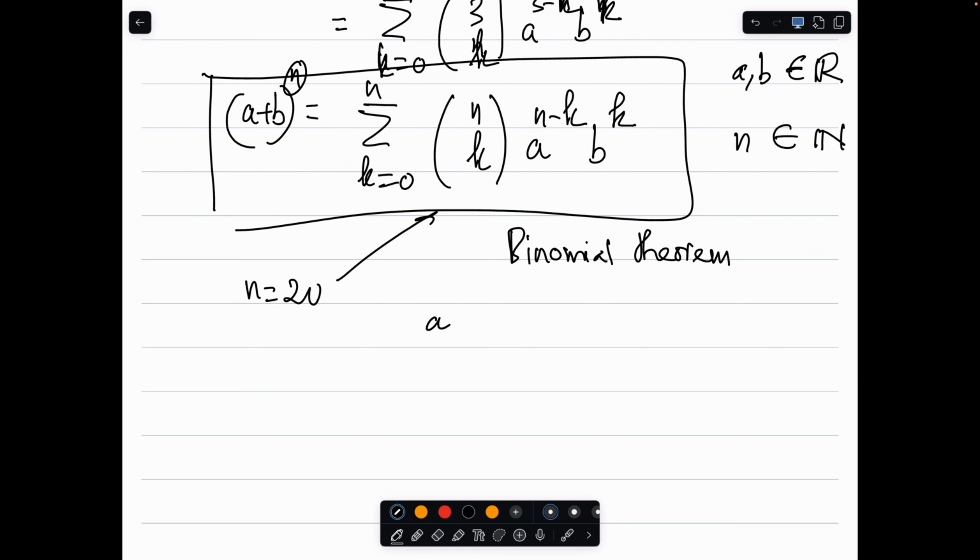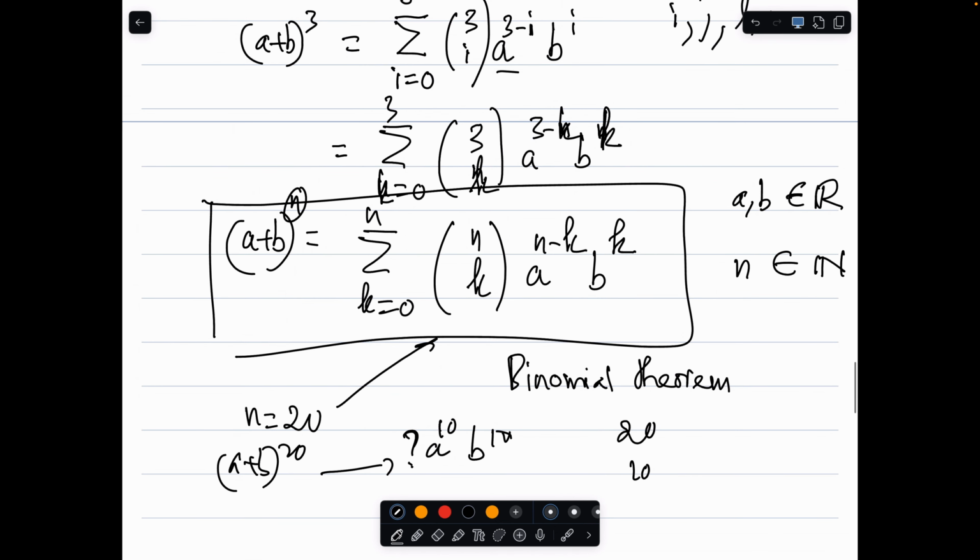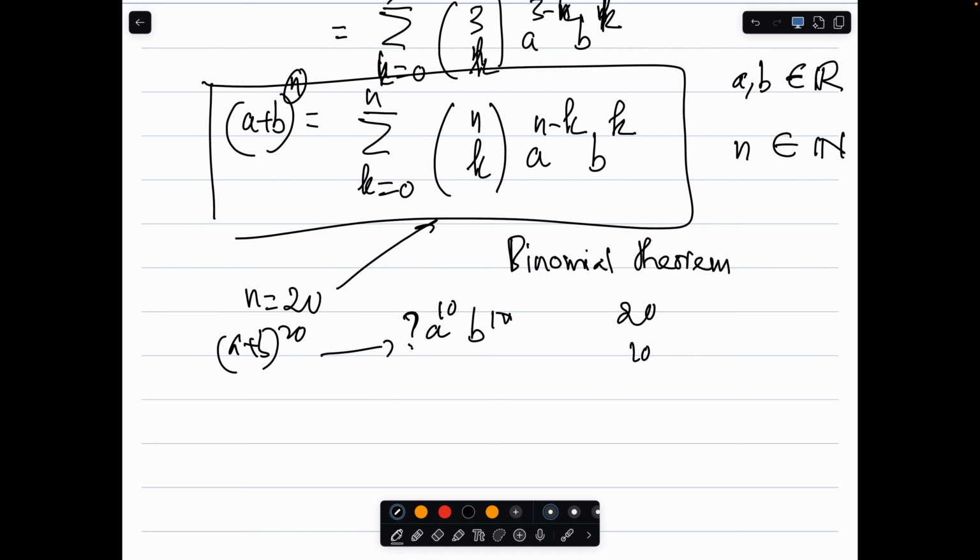If you want the term a^10 b^10, because in (a+b)^20 you have this term, right, you don't know this coefficient, just plug in there. It is C(20,10). N is 20 and you want b^10, so k should be 10. That's it. It's 20! over 10! times 10!. You can compute this. It's a big number, but you can compute it.